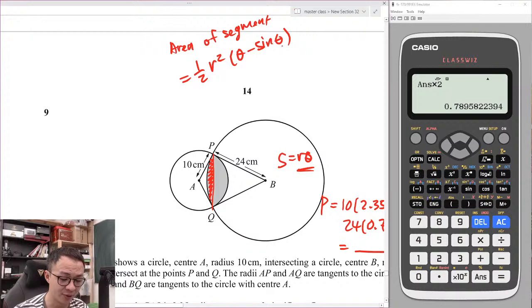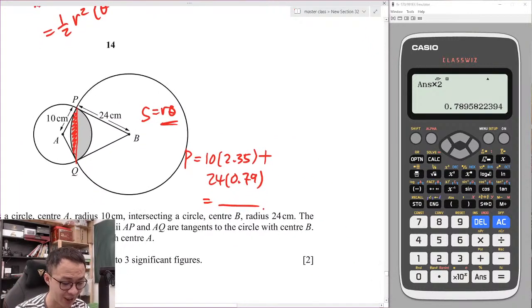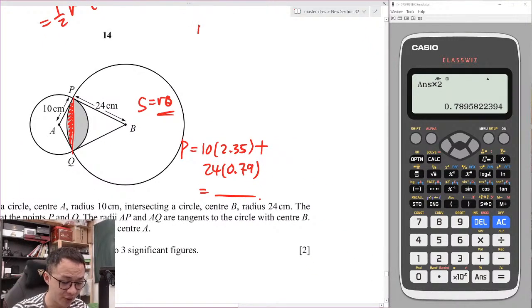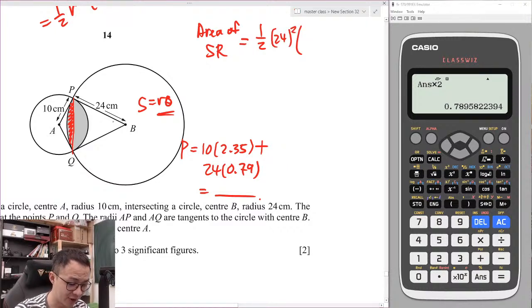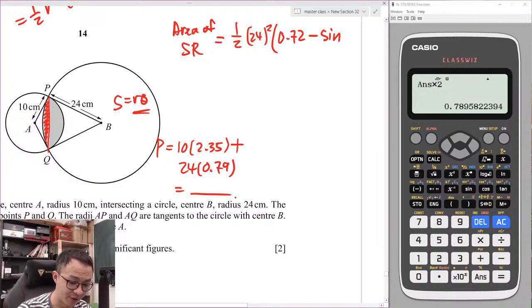So I will just straight away do it here because I understand what's going on. Area of shaded region equals half. So I find this red colour one. Okay, so I'm going to use this triangle. Half r squared, 24 squared, theta, what is it? Theta 0.79 minus sine 0.79.